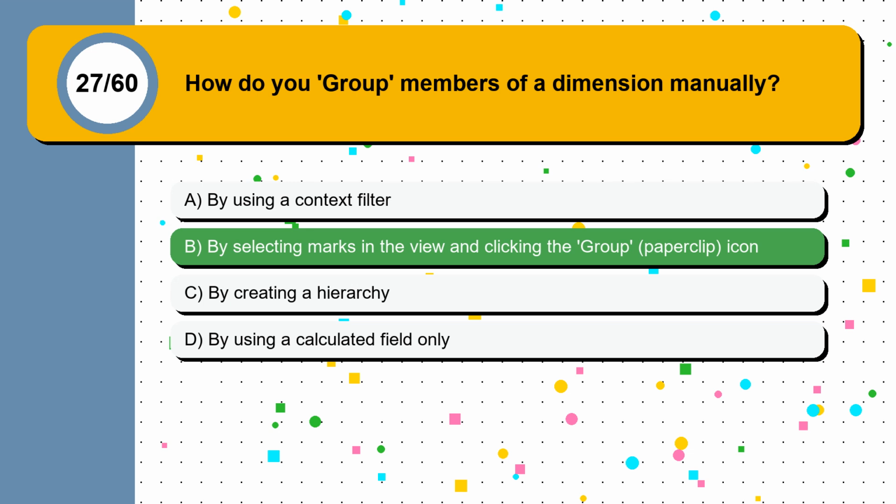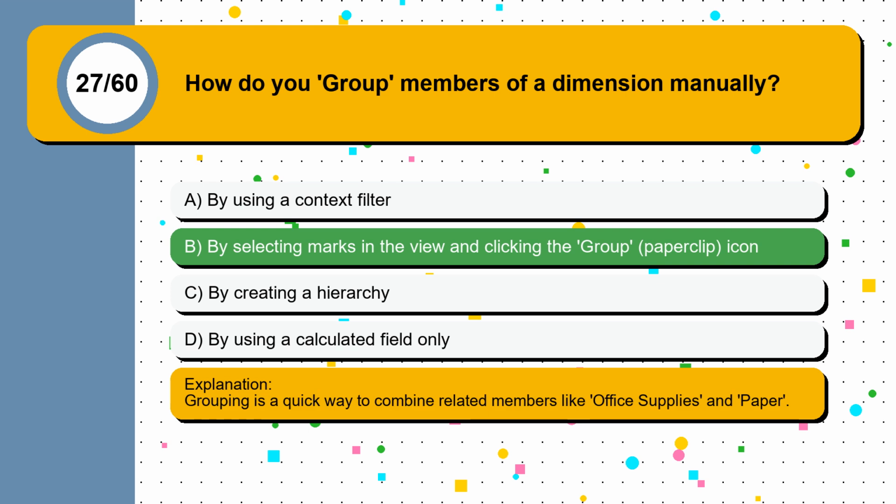The correct answer is option B, by selecting marks in the view and clicking the Group paperclip icon. Grouping is a quick way to combine related members like office supplies and paper.